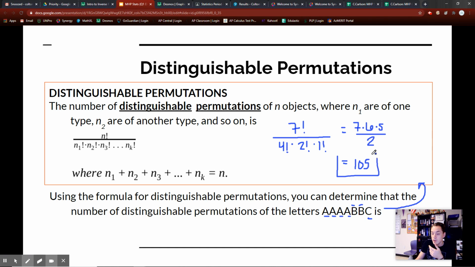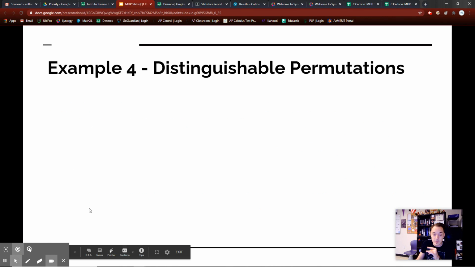Now I'm not going to show you the simplification, but I'm just basically showing you how I would roughly start the problem, okay? So now let's actually go through a problem so we can see how it is simplified.